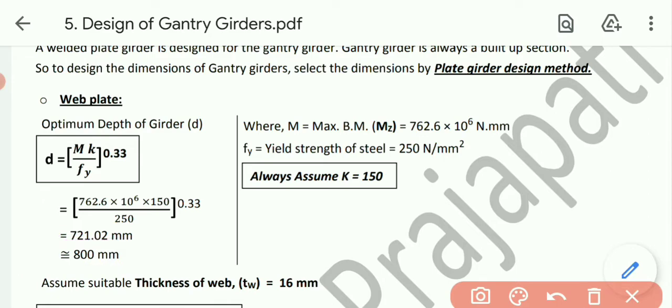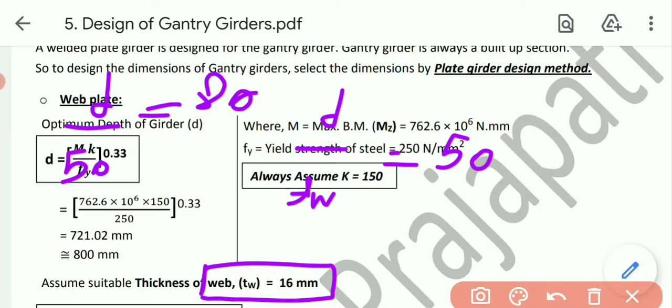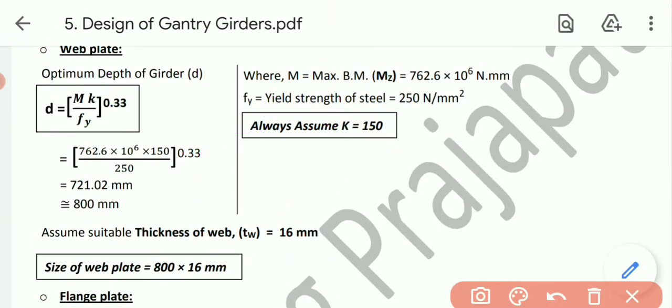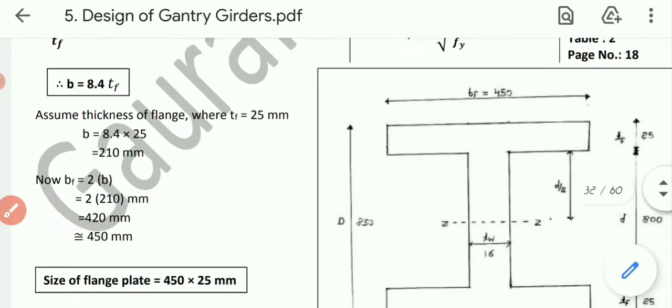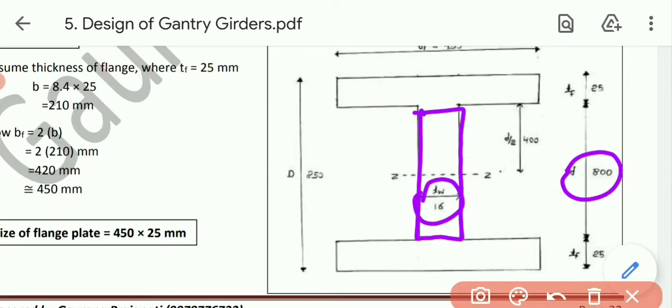Now let's assume the thickness of the web. I told you in the previous video also, usually I maintain the D by tw ratio equal to 50 for the gantry girder. So 800 by 50 gives the thickness of web, that is 16 mm. So you have got the dimension of the web plate, 800 multiplied by 16 mm. Let's show it in the figure. See, this one is the cross section of the gantry girder. In this one we have the thickness 16 mm as well as the depth, 800 mm.